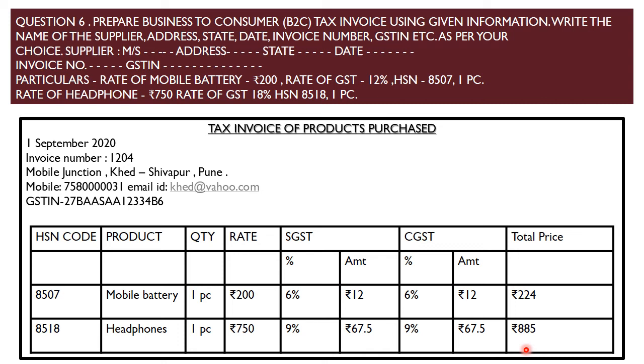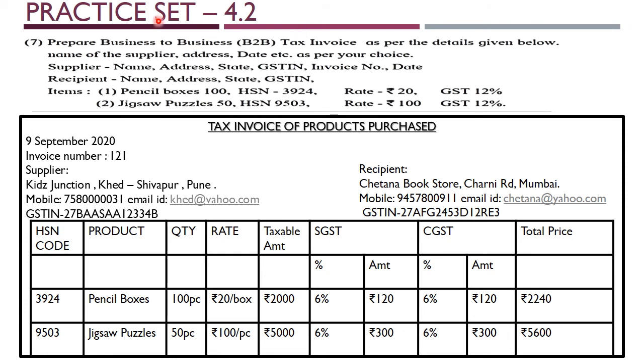Okay, now here in this example, the transaction is between business to consumer. Okay, now next we will see the business to business tax invoice. Prepare business to business, that is B2B tax invoice as per the details given below. Name of the supplier, address, date, etc. as per your choice. Supplier's name, address, date, GST identification number, invoice number, date.